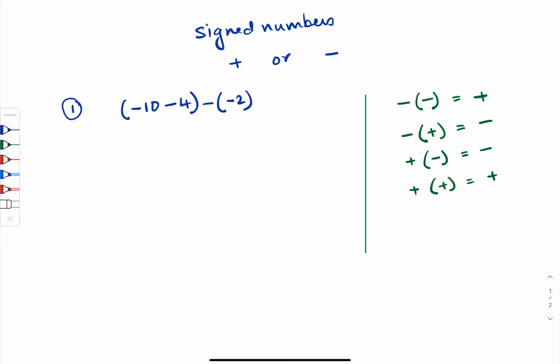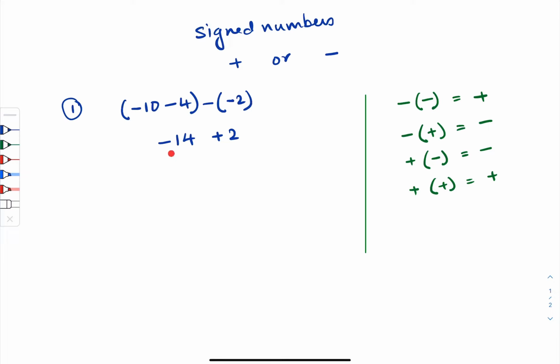As you can see, there's a negative outside and a negative inside, the two there. So that's going to make that a positive, and we can just go ahead and write that as a positive 2. Then inside the first parentheses, you have two numbers with the same signs. Whenever you have two numbers and the signs are the same, you add them and keep the same sign. So we add the 10 and the 4, which gives me a 14, and the sign I'm going to keep is the negative sign.